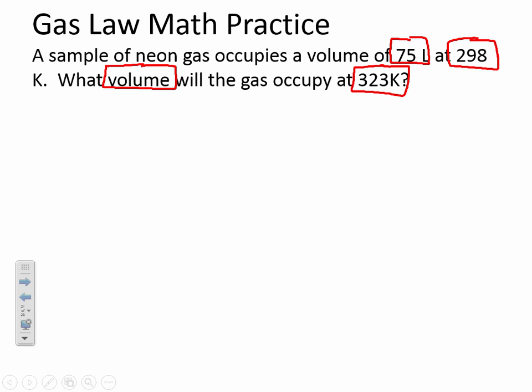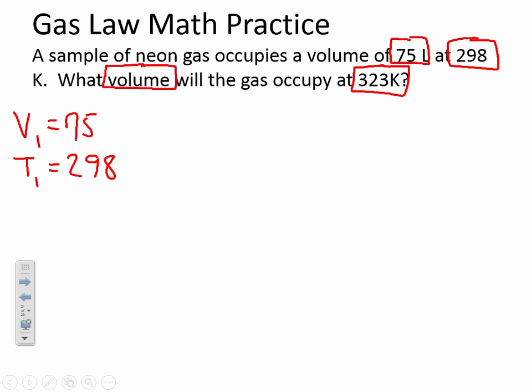Now, when we write everything down, we need to determine what's the initial sample. Well, the first sentence says a sample of neon gas occupies a volume of 75 liters at 298 degrees Kelvin. We can assume that is our initial sample. So 75 liters is volume, so V1 is equal to 75. T1 is equal to 298.